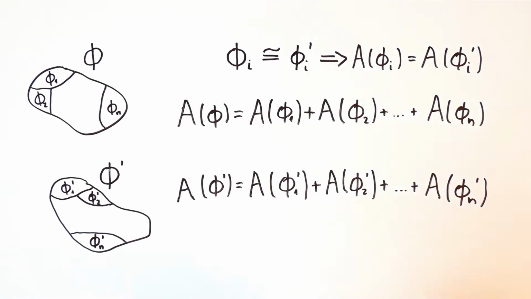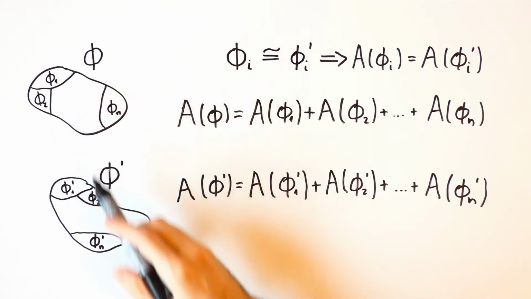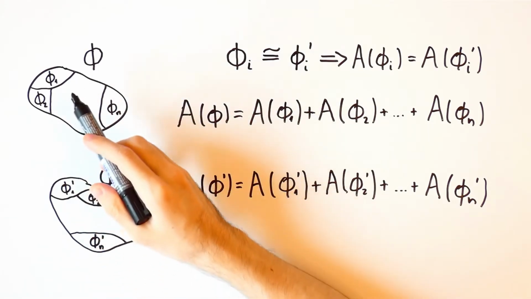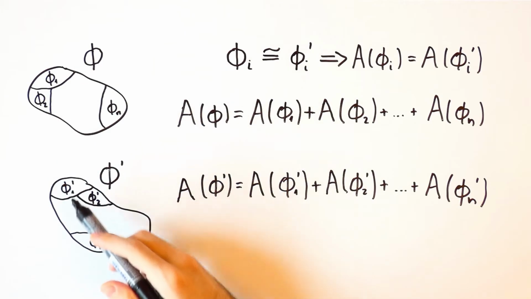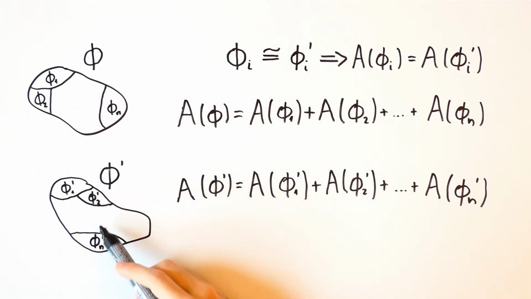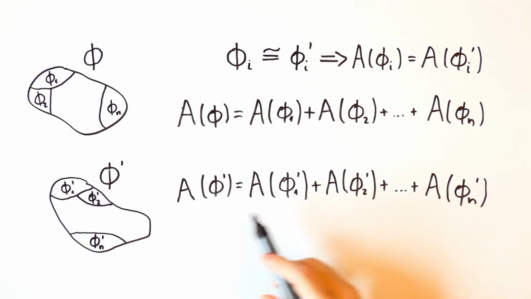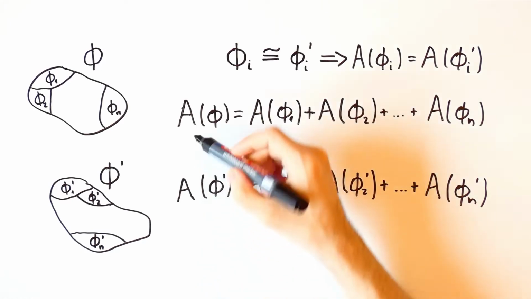Suppose now that we have two figures, phi and phi prime, so that each is divided into n parts, and suppose that the corresponding parts are congruent. Phi 1 is congruent to phi 1 prime, phi 2 is congruent to phi 2 prime, and so on. Now, that means that areas of corresponding parts are equal, which in turn means that phi and phi prime have equal areas.